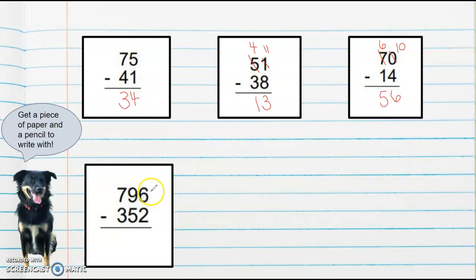So here I have 6 minus 2. 6 is bigger than 2, so I can subtract. Okay, 6 minus 2 is 4. Now I have 9 minus 5. 9 is bigger than 5, so I am able to subtract. 9 minus 5 is 4.